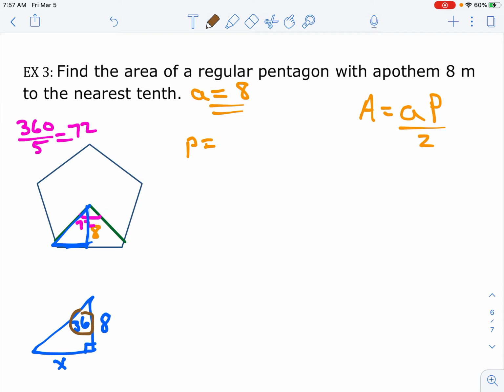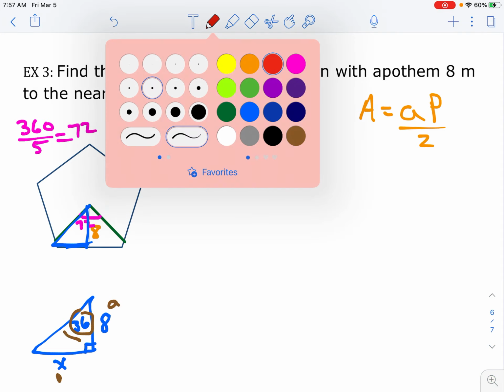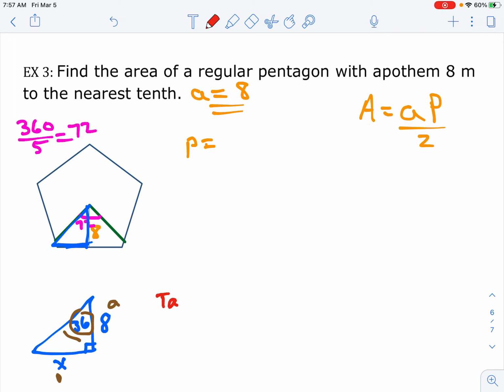Start at your angle, label your sides. Across is opposite. Across from 90 is hypotenuse. Here's adjacent. We're going to go ahead and use tangent again. So let's set this up. Tan 36 equals x over 8.